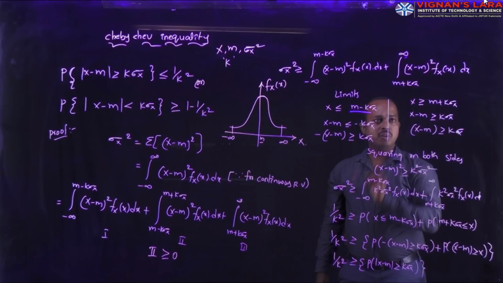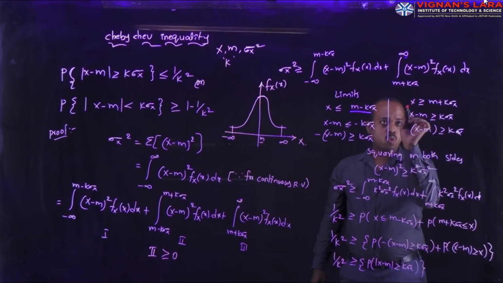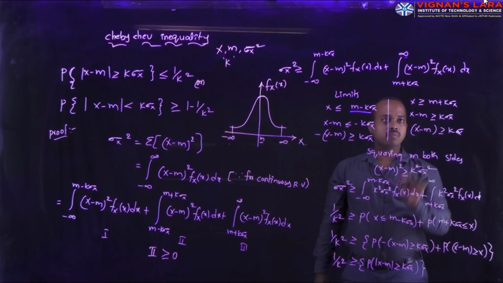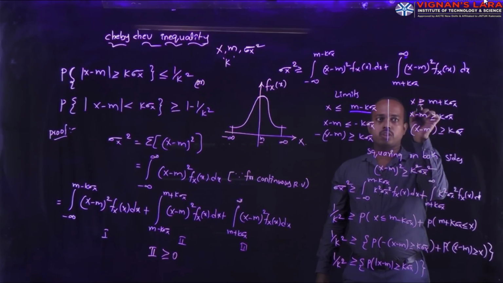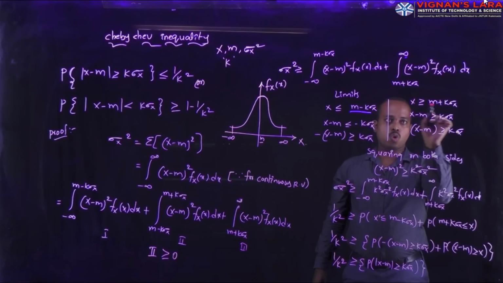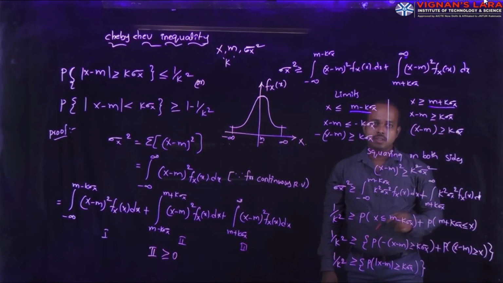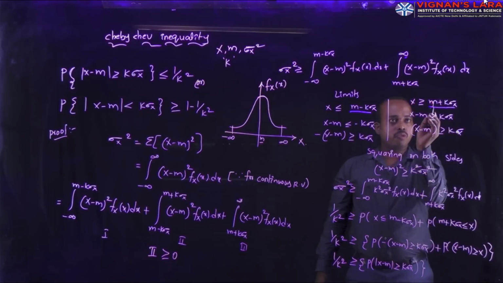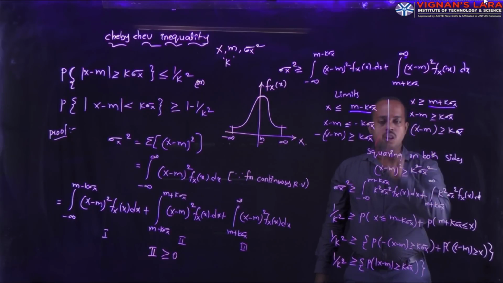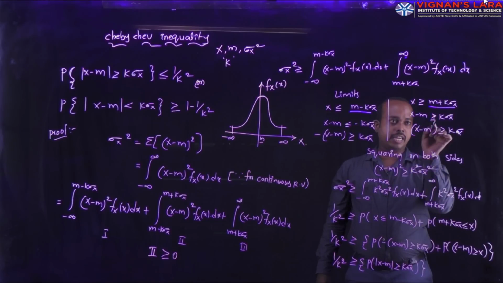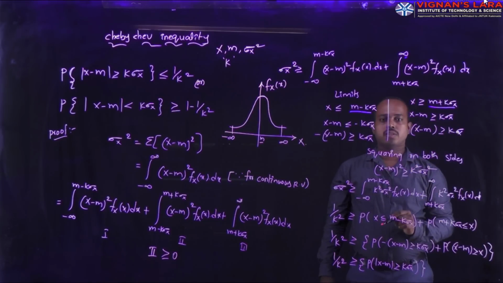The lower limit of this term, you can represent x as equal to or more than this quantity, m plus k into sigma x. Here we can move this m term to the left-hand side. That's why we can write x minus m greater than or equal to k into sigma x.